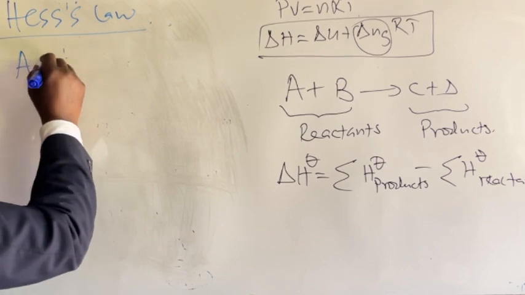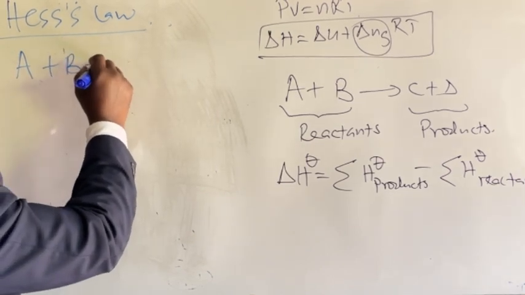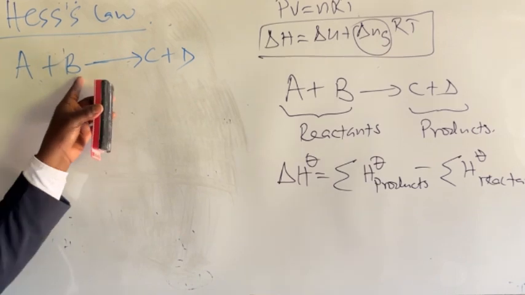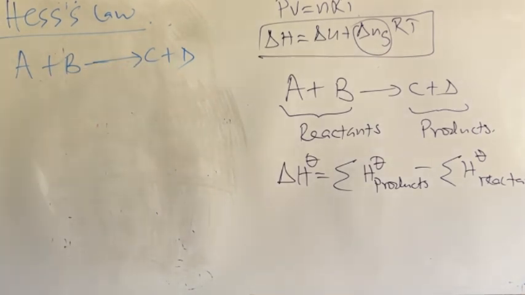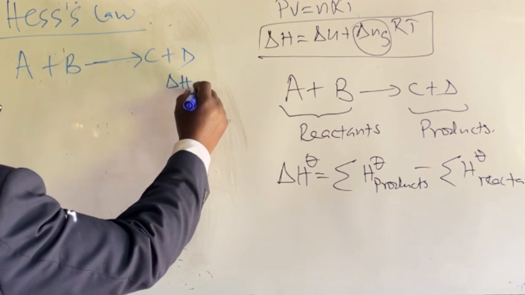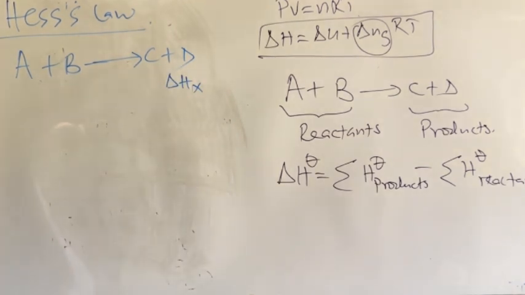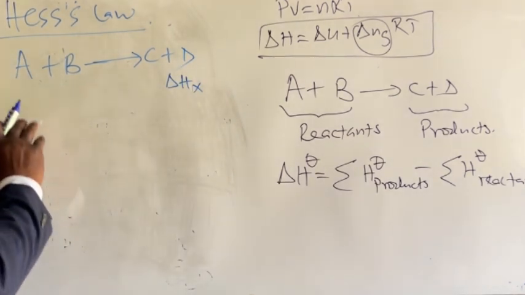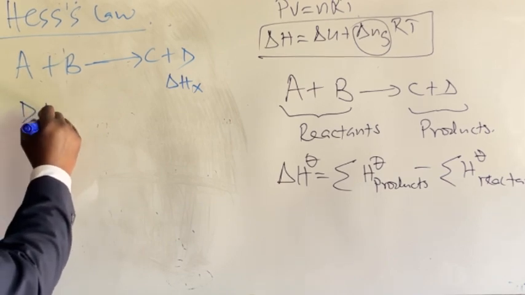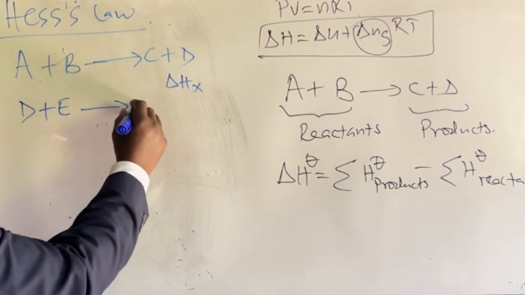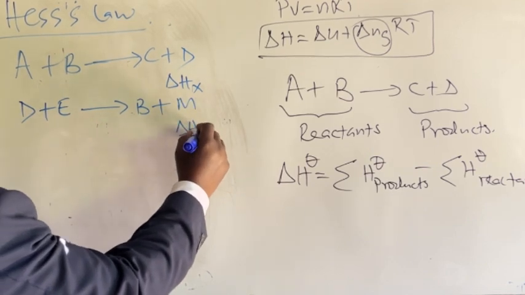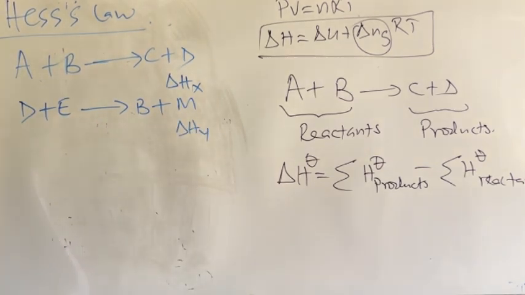Hess's law means that if you have A plus B going to C plus D, that is, reactants A plus B forming C plus D, and let's say the delta H for this reaction is delta HX. And then for another reaction, let us say D plus E forming B plus M, the enthalpy change for that reaction is delta HY.